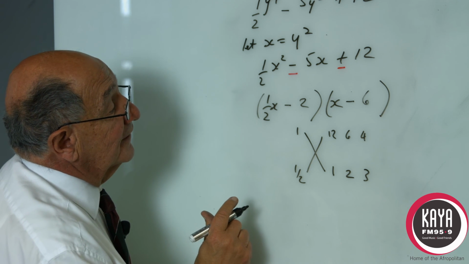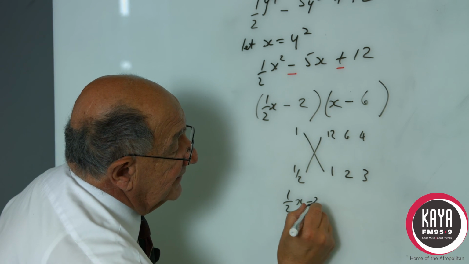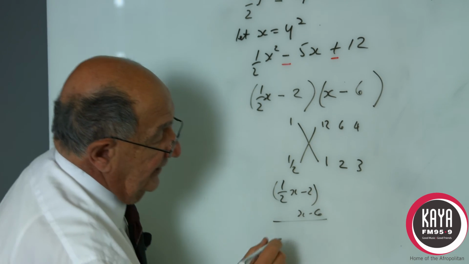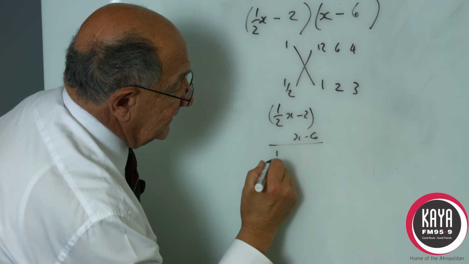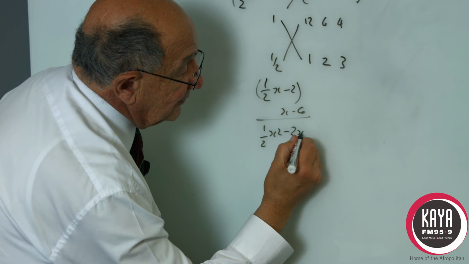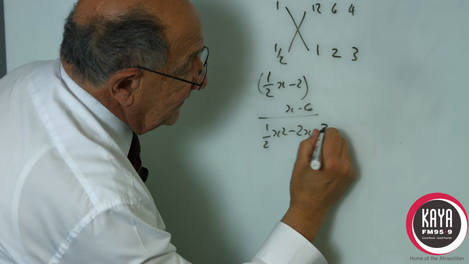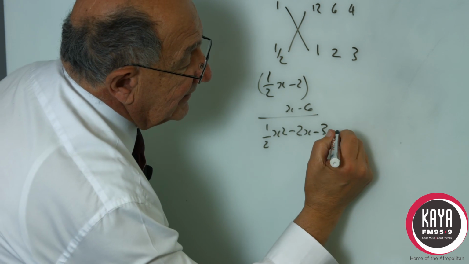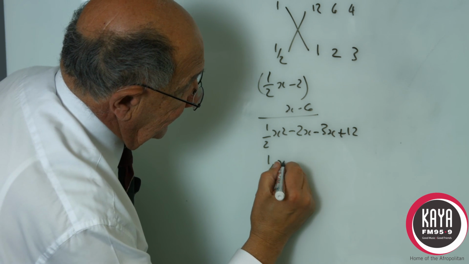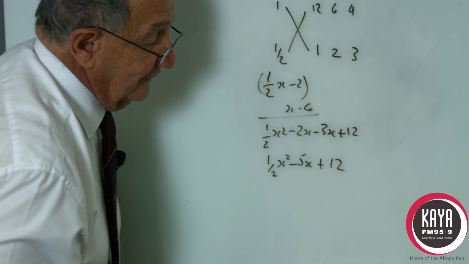We'll just do it very quickly. We have a half x minus 2 times x minus 6. When we multiply it out, x times half x gives you a half x squared. X times minus 2 is minus 2x. Minus 6 times a half x is minus 3x. And minus times a minus is a plus, which gives us 12. And here we have the answer: a half x squared minus 5x plus 12.